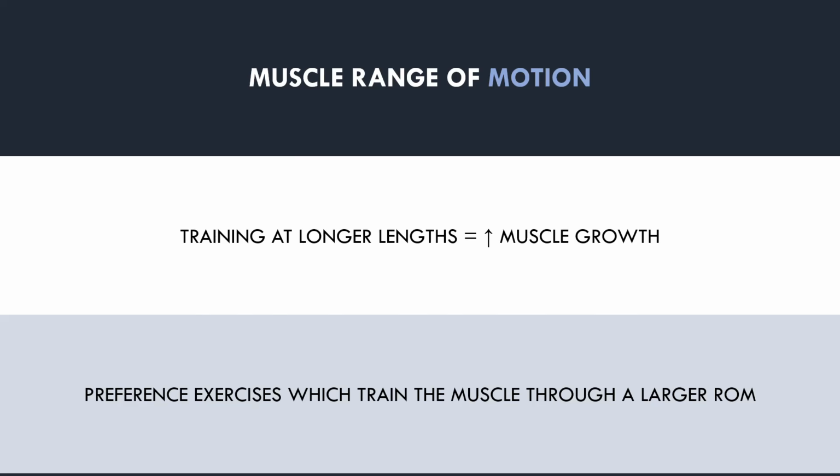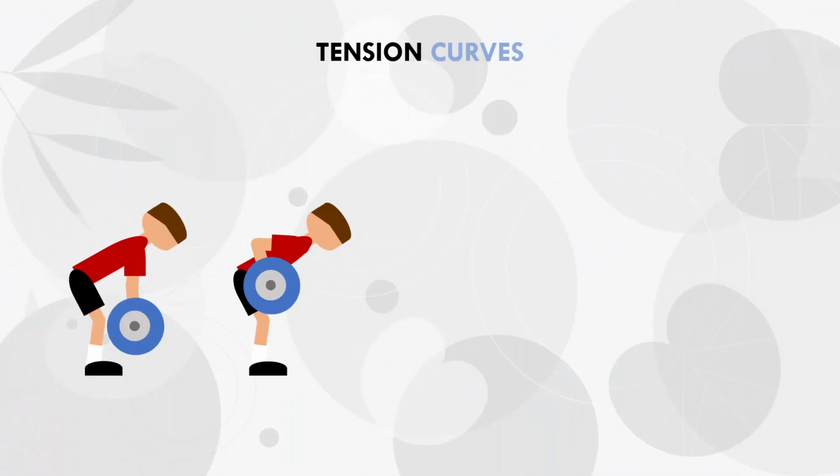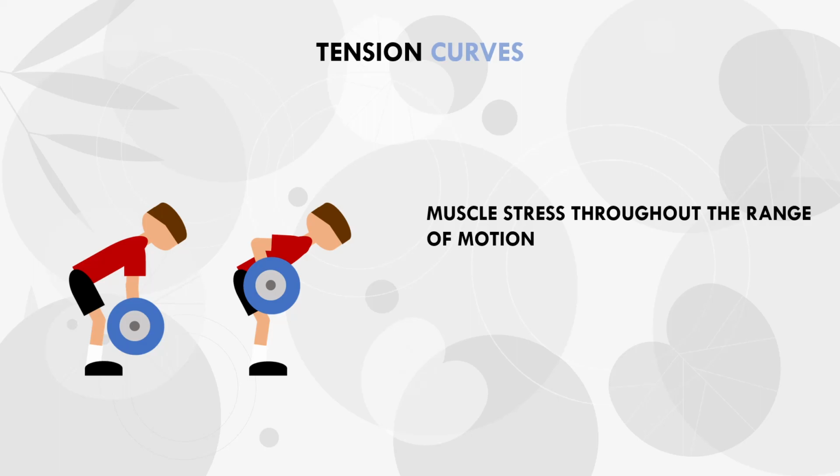The next consideration for exercise selection is the tension curve of the exercise. This refers to the degree of stress on the target muscle throughout the range of motion of a single exercise. This is a complex phenomenon and could be an entire video in itself, so we won't go into too much detail. But essentially, we ideally want to stress the muscle relatively equally throughout the entire range of motion.